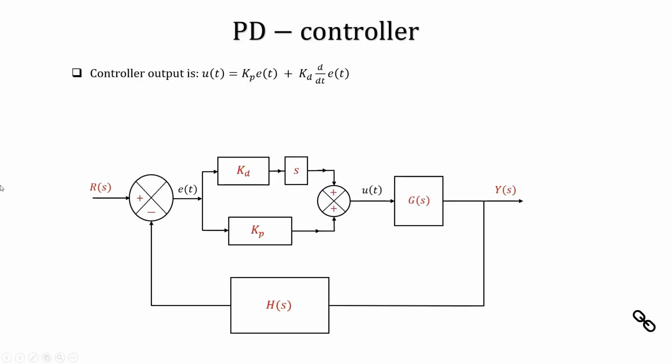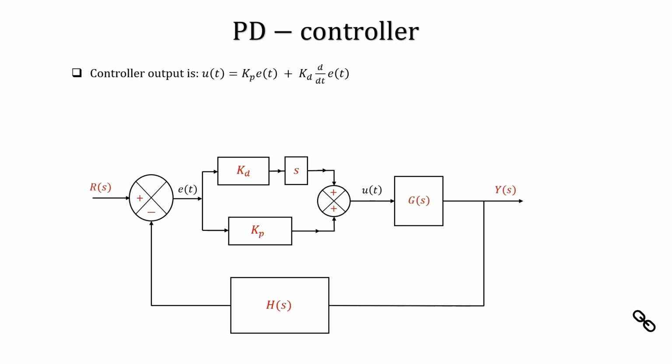So here is the expression of a PD controller. By now you know what a PD controller is. The controller output in case of a PD controller would look something like this: Kp e plus Kd d/dt of e(t), where e is the error signal. And if I draw the block diagram of the closed loop system, it will look something like this.